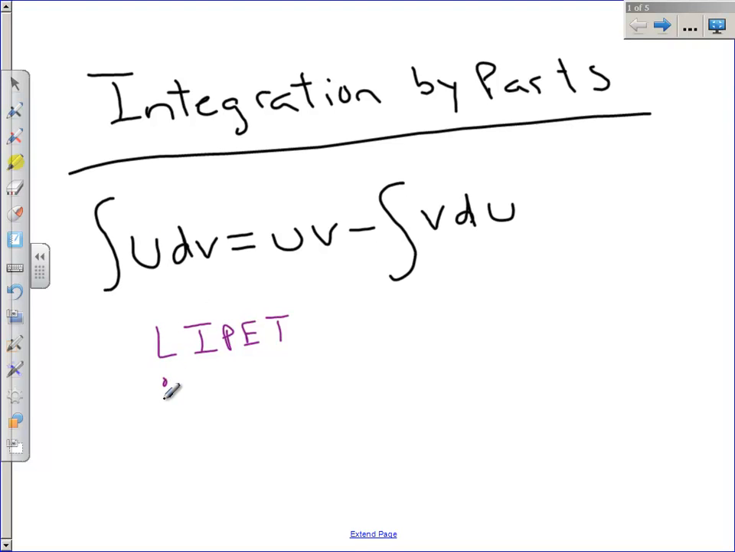L stands for logs. I stands for inverse, any inverse function like arctan or whatever. P stands for polynomial. E stands for exponential, and T stands for trig. So if you ever have a logarithm in your integral, you're going to want to have it be your u. That's like your priority. The last thing you want to pick for u is a trig function like sine or cosine. And the next to last thing you want to pick for u is any kind of exponential function. So this is in order. LIPET.